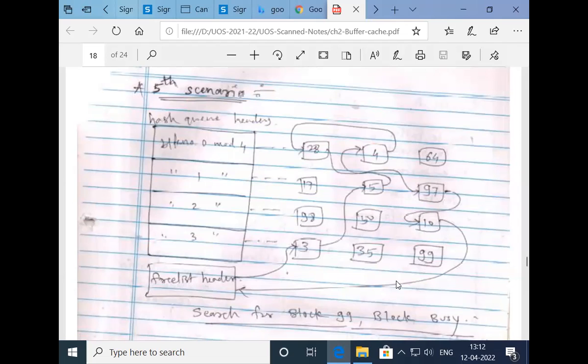Kernel is trying to search block number 99. It is there on the hash queue. But its buffer is busy. It is not free. It is busy. So what does the kernel do?